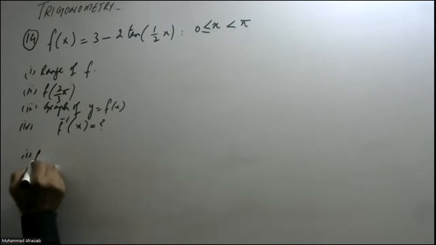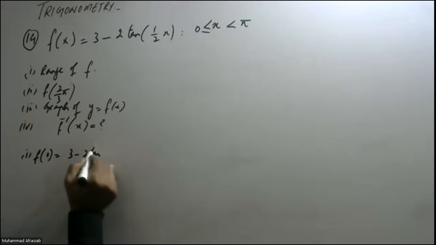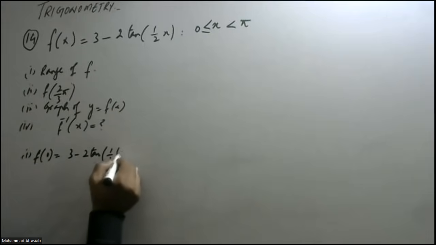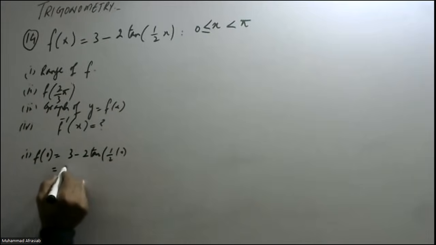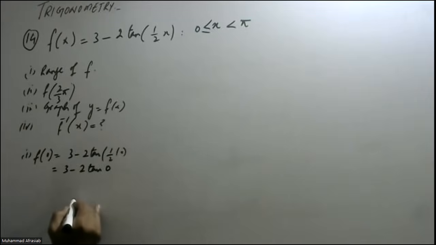So for the first part, f of 0 will be equal to 3 minus 2 tangent of half into 0. This is going to be 3 minus 2 tangent of 0. So this is equal to 3 minus, tangent of 0 is 0, and that is equal to 3. And x goes till pi there.